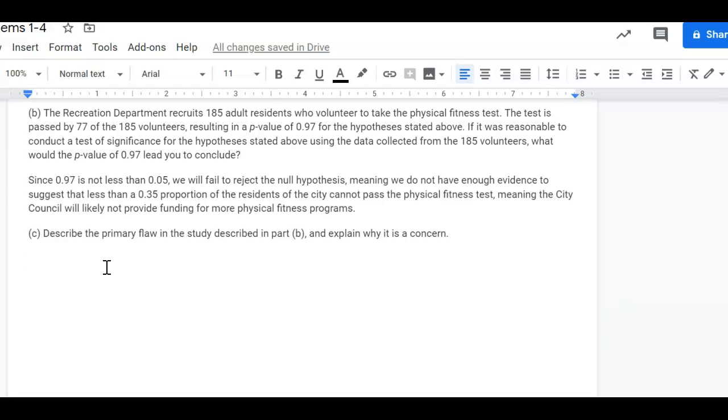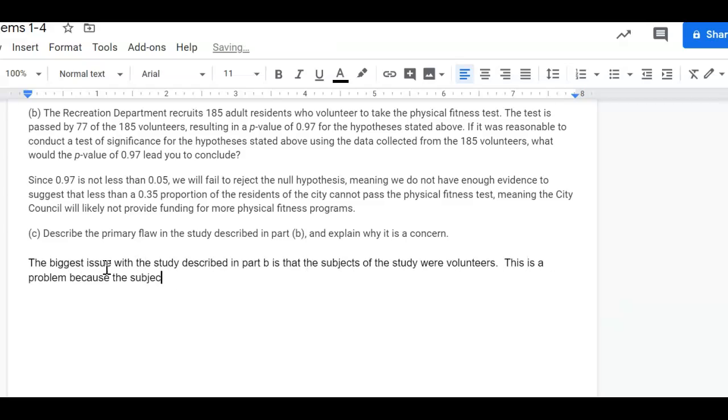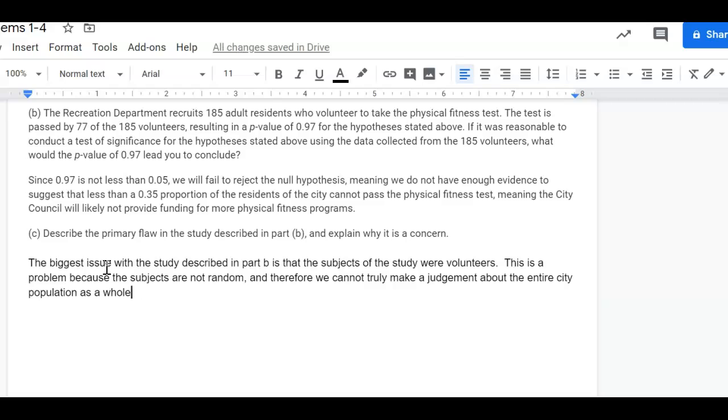So these being volunteers, you can't really say much, especially thinking, what kind of random person is going to volunteer for a physical fitness test? These are people who probably like doing fitness. It's gross. So we just come up with some concise way to say that, and we have Part C done. So let's give it a shot. And there you go. Done. That's the whole thing. I told you this one was pretty easy.